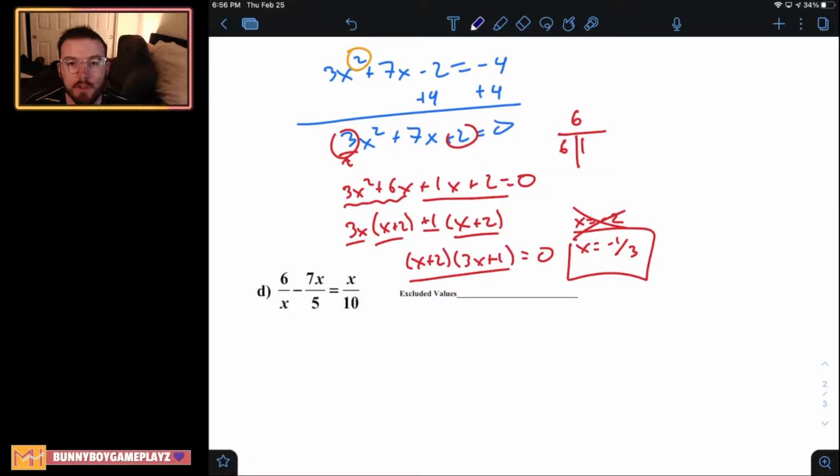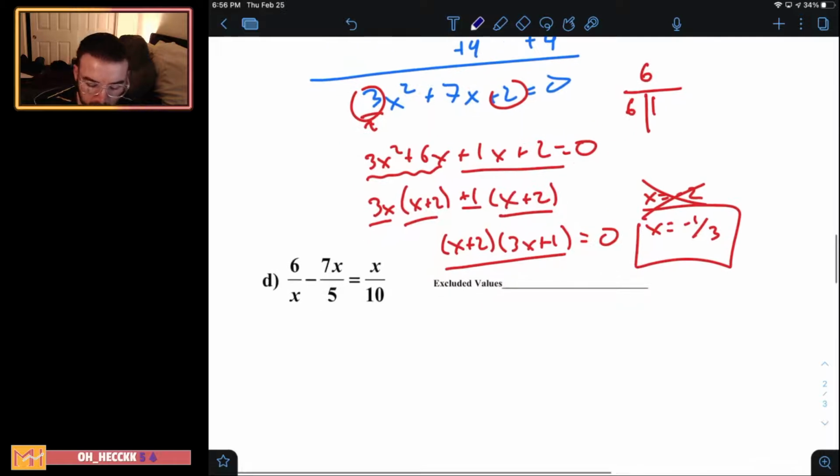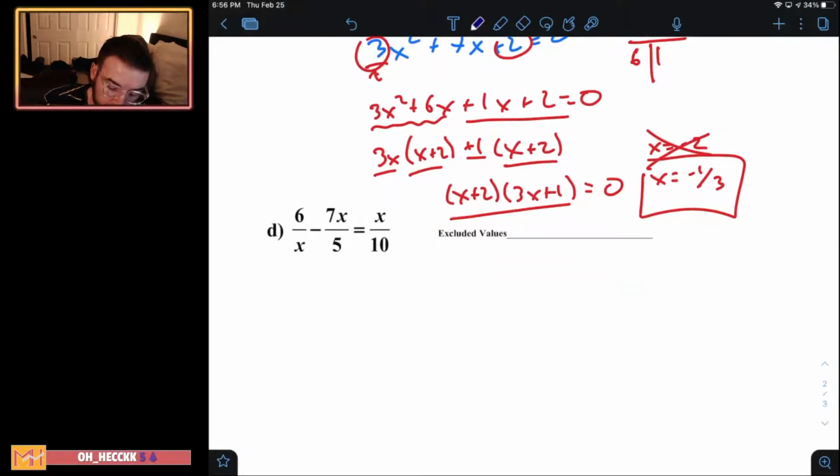Now, that's easier said than done, right? Is it just a simple algebra problem? Subtract a couple numbers and you're done. Is it a quadratic equation? Then you got to factor, right? It can be a little different each time.